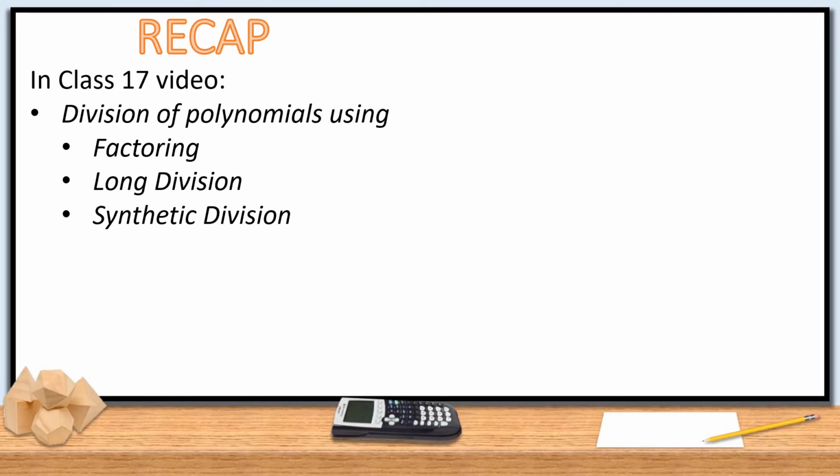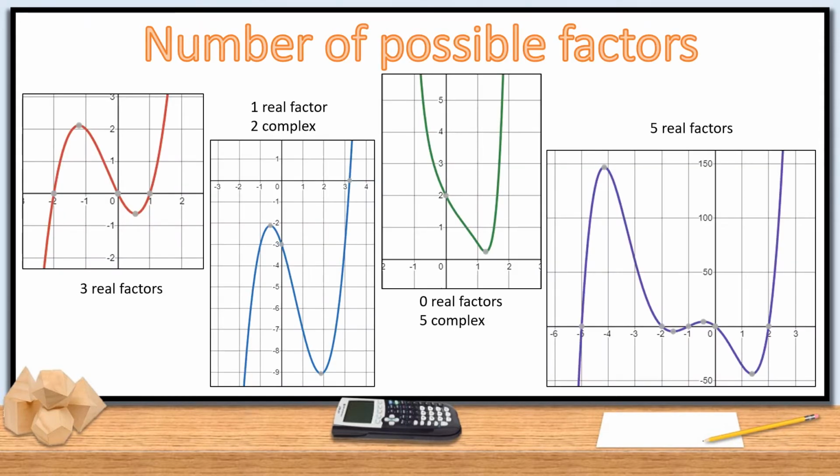So last video, we divided polynomials. We did it with factoring, long division, and then synthetic division. So just one thing to take a look at. When we are given a polynomial, it's going to come in a certain degree. So say like this one in red is x cubed, which would be the highest degree of x. So this isn't the graph of x cubed, but this one would be a degree of 3. The number of solutions is 3 real solutions.